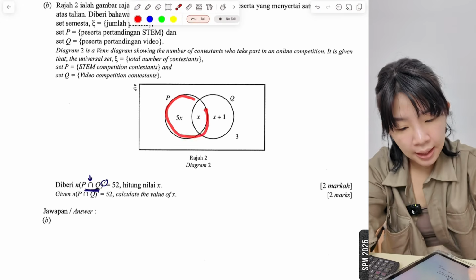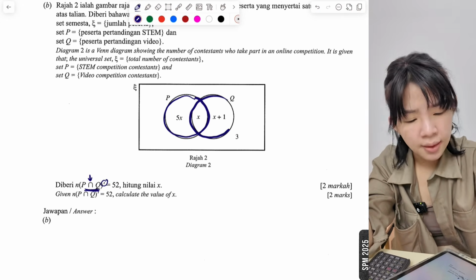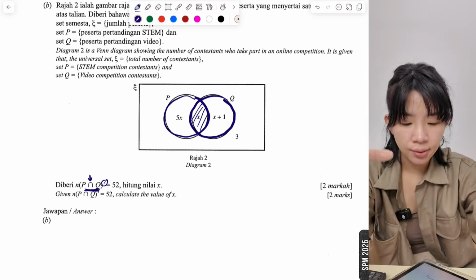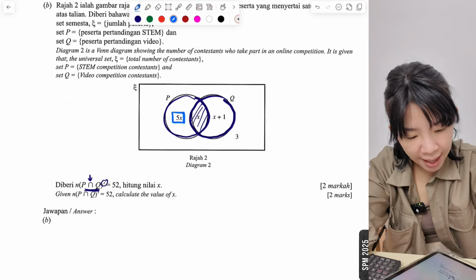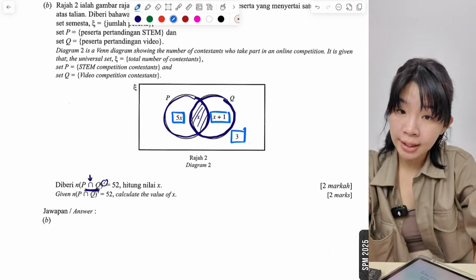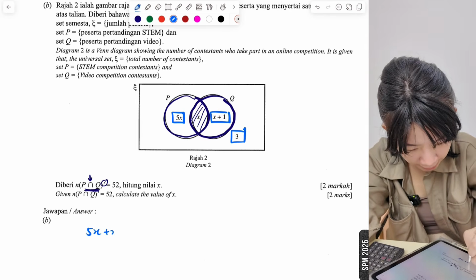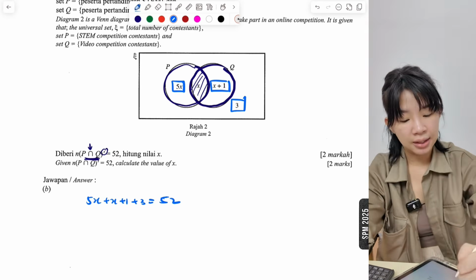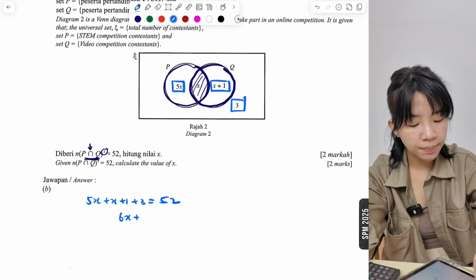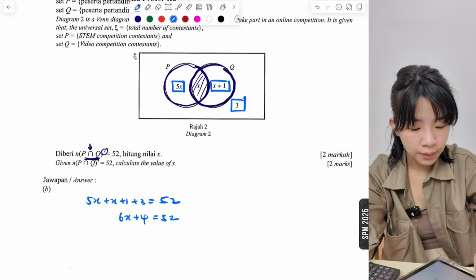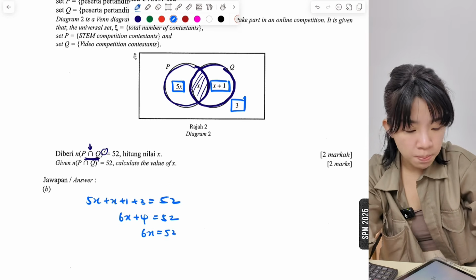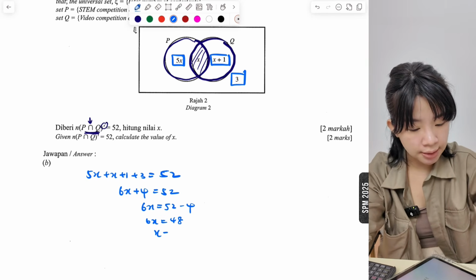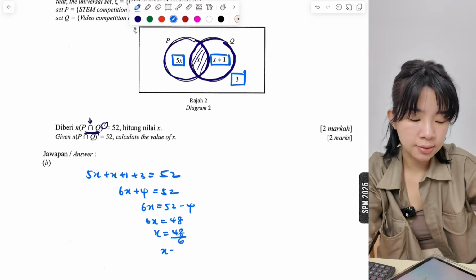So P here, Q here. The intersection, which is this part. So we don't want X. So if don't want X means we left with this 5X, X plus 1, and also 3, right? Okay, so 5X plus X plus 1 plus 3 is equals to 52. Then now you can find X. Okay, 5X plus X, 6X plus 1 plus 3, 4 equals to 52. 6X equal 52 minus 4. 6X equal 48. Lastly, X is how much? X equal 48 divided by 6.